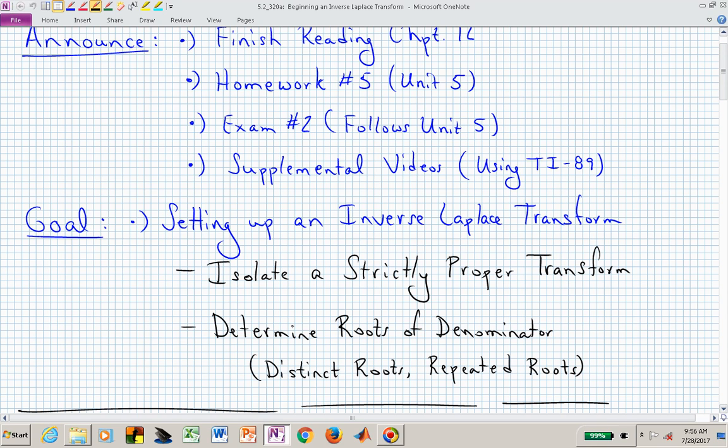In this video, what I want to talk about is just beginning the process of performing an inverse Laplace transform, or setting it up. We want to make sure that what we are partial fraction expanding is a strictly proper transform, which means that the numerator polynomial is of a degree strictly less than the denominator's polynomial order. And we want to determine the roots of the denominator, whether we can fit them into distinct roots or if they are actually repeated roots.